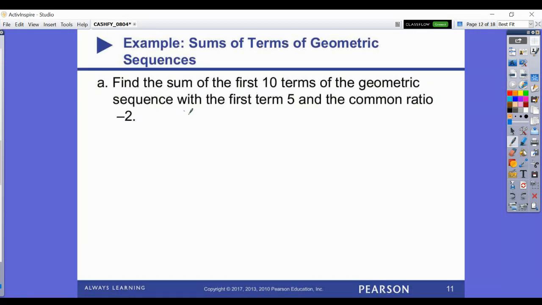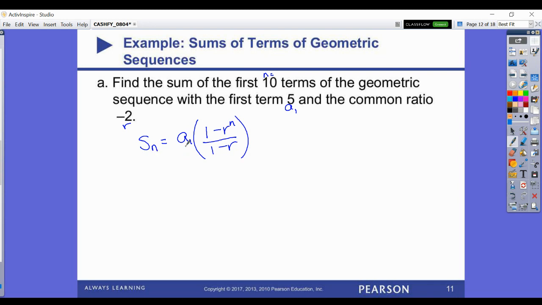Oh, look, 10 terms. Find the sum of the first 10 terms. So that's telling you that n is 10 of the geometric sequence with the first term, a sub 1, is 5, and the common ratio of 2. So the formula they gave us is S sub n equals a sub 1 times 1 minus r to the n, over 1 minus r.